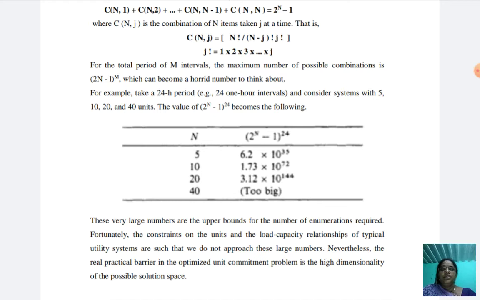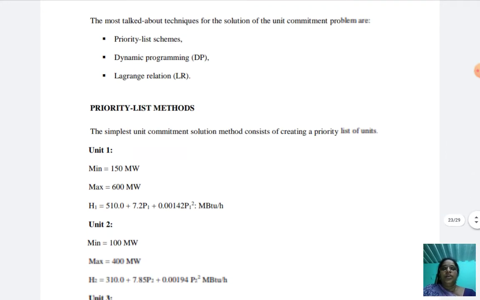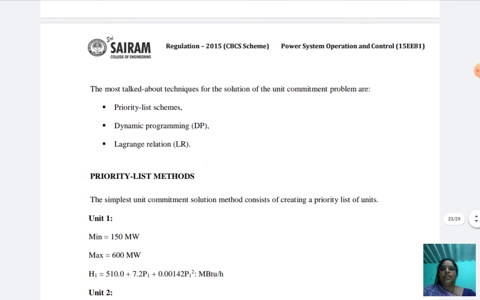By using this formula, we calculate the maximum number of possible combinations for unit commitment. Now we study the priority list method. There are three types of techniques that can be used as unit commitment solution methods. One is the priority list method, another is the dynamic programming method, and the third is the Lagrange relaxation method.